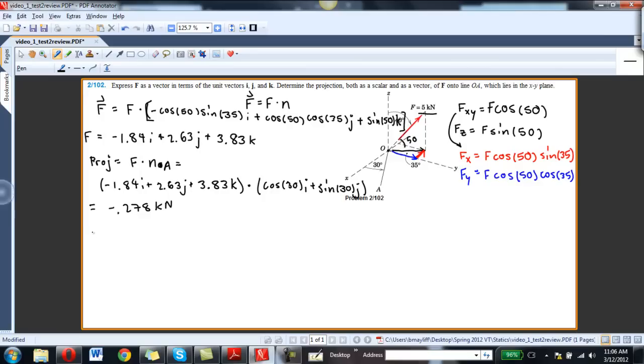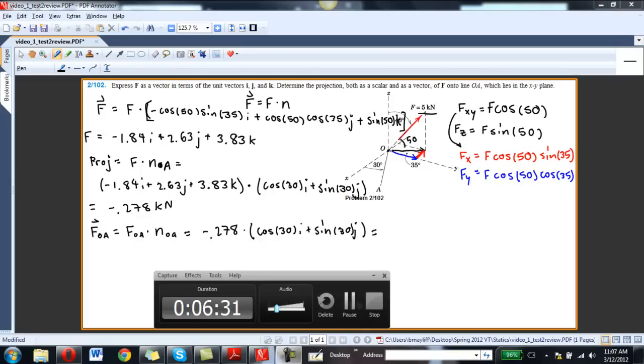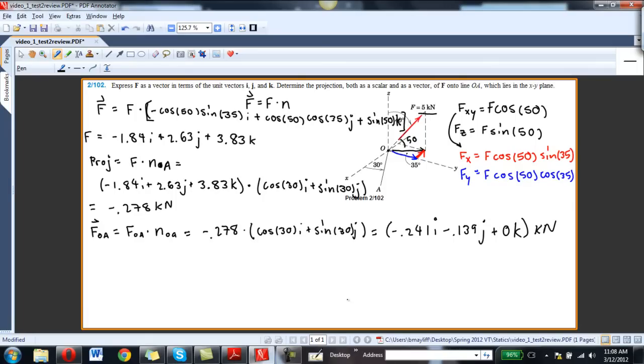So to convert it into a vector, we simply just say F OA, or projection, or whatever. And that is going to be this dot the unit vector, which is just going to be the same exact thing. So we're just going to have negative 0.278 times cosine 30 i plus sine 30 j, and that will give us that. Just multiplying it out, and that's basically how we solve it.